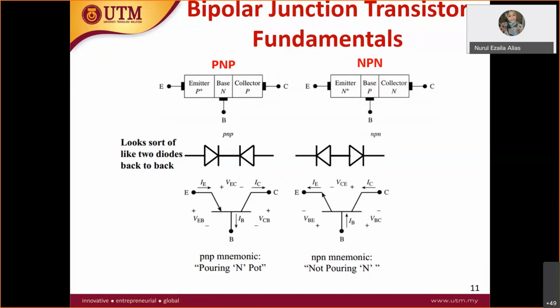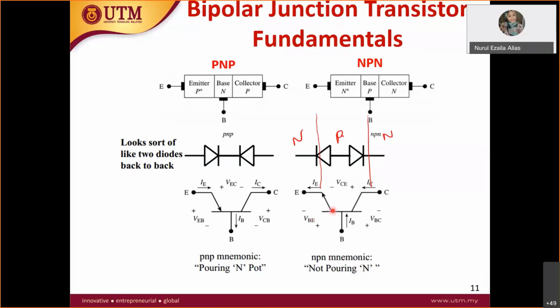Here you have P, N, and N. So it's like two PN junctions connected together. You have one PN junction on this side and another PN junction on the other side. It is quite complicated, but then you can actually get the current as well.